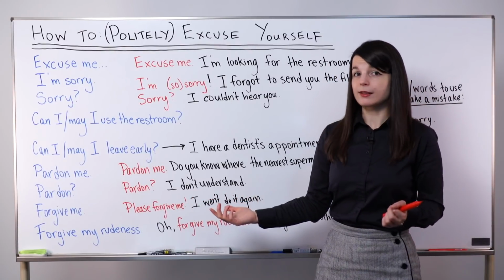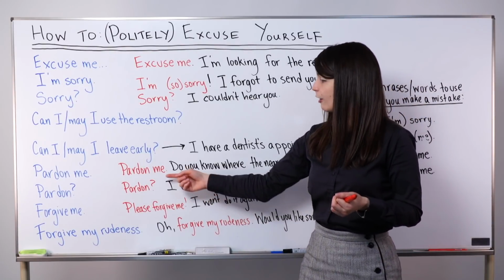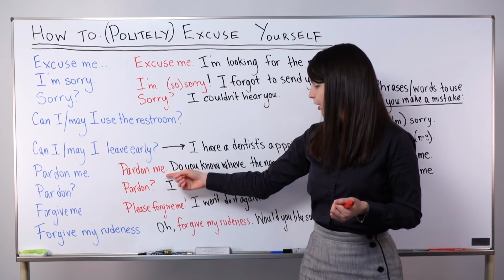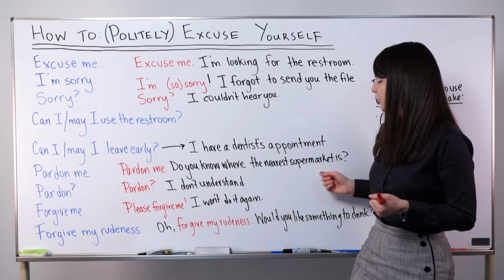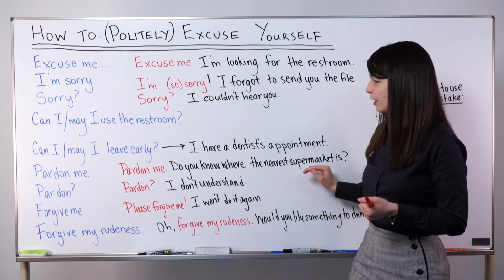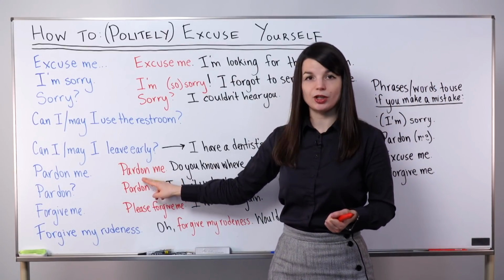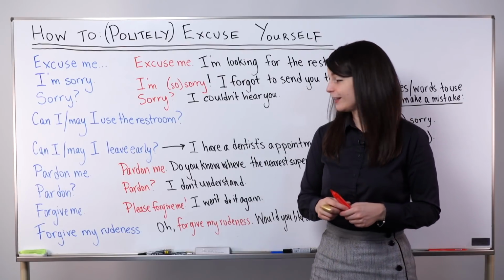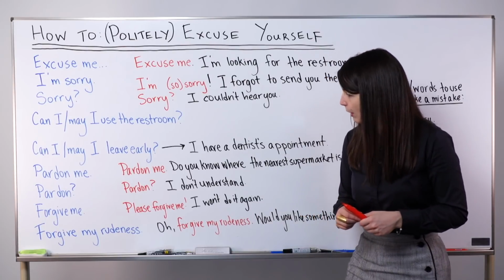So again, let's compare this to the pronunciation of pardon me, which we use to interrupt someone. Pardon me, do you know where the nearest supermarket is? So again, we're asking for information here, probably from a stranger. So we use pardon me or excuse me to do that. All right, let's go on to the last pair.